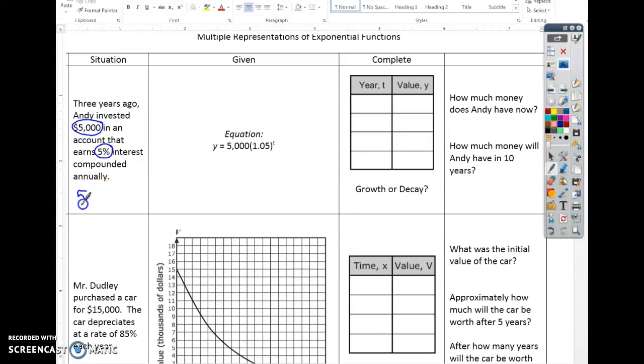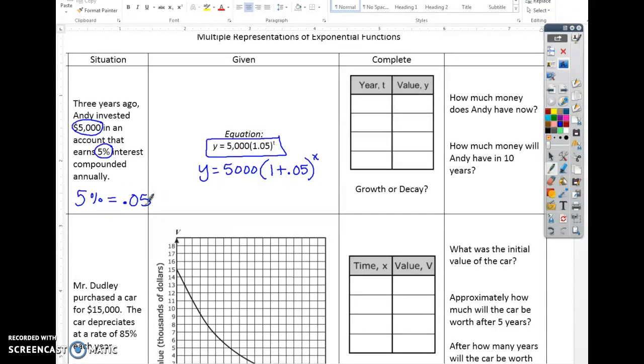Remember, we have to change the percent to a decimal. Okay? And they did that already for us. They already wrote down the equation. Now remember, this equation is like saying y equals 5,000 that he started with, parentheses 1 plus the interest rate to the power of t, which is x. Okay, it's the same thing, but they added it already. So that's why they have 1.05.